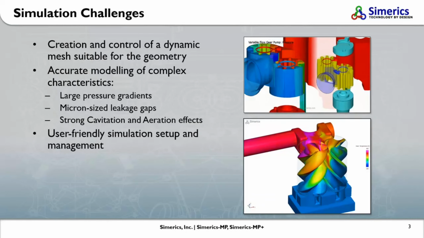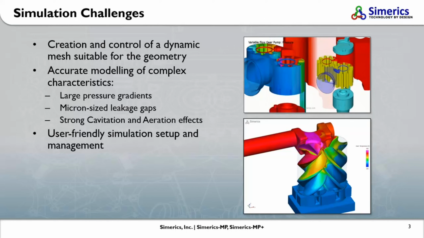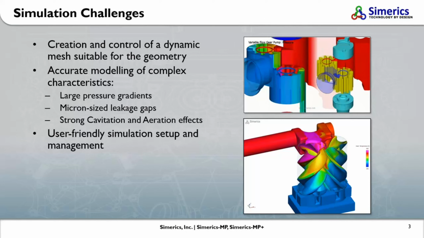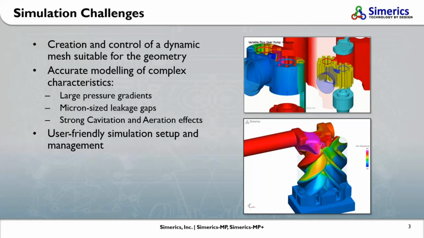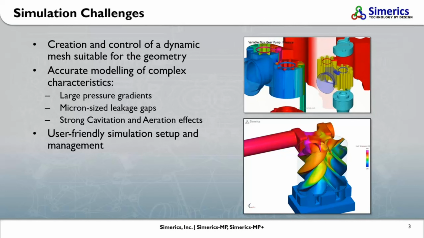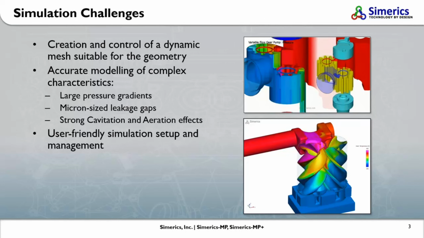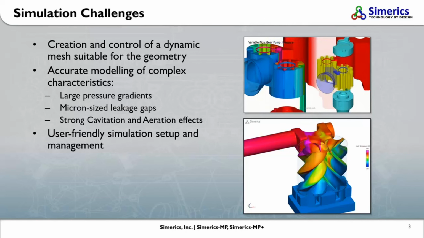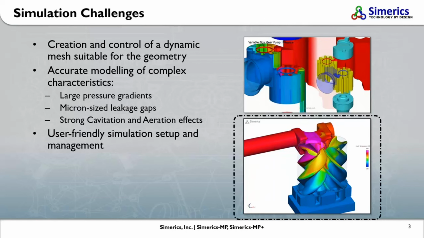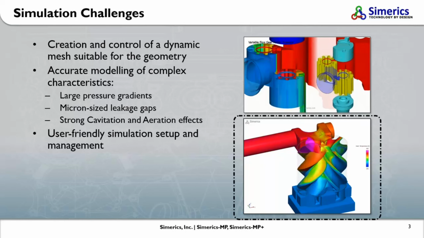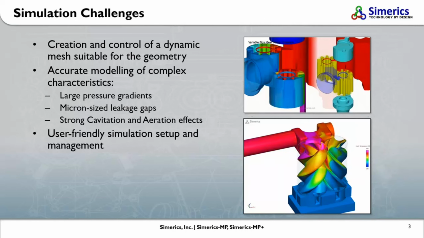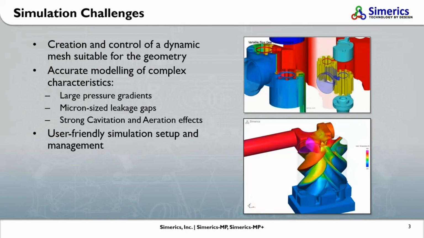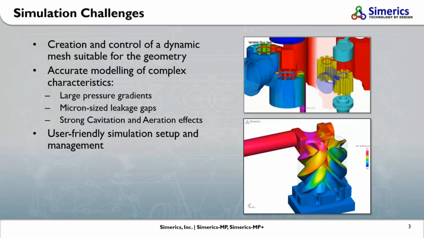Now let's take a look at the technical challenges faced in the simulation of positive displacement machines. The first challenge is creating and controlling a mesh that can incorporate the movement and deformation of the fluid volume or volumes. Shown on the right are two typical PD machines. The top image shows a variable displacement external gear pump, and the bottom image shows a twin-screw compressor. The complex and distorted cavities present in both models make creating a suitable mesh incredibly difficult. There are also typically micron-level gaps that can make meshing more difficult.